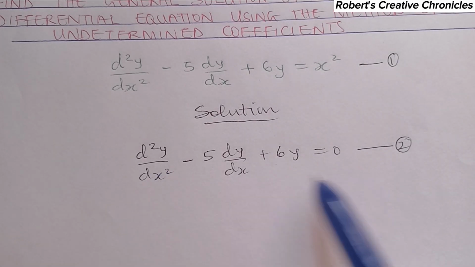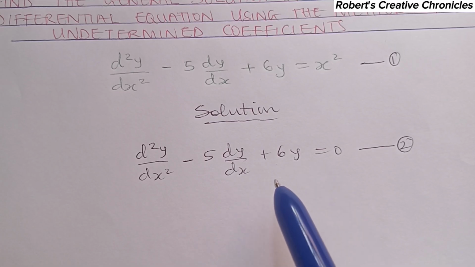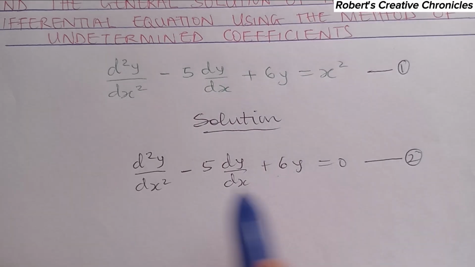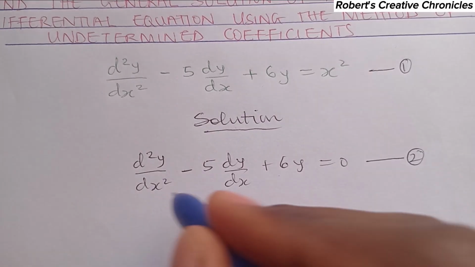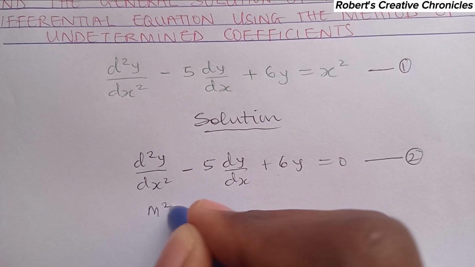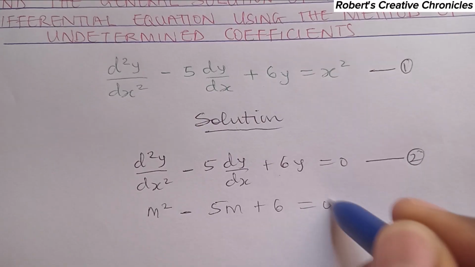So now this equation 2 we will solve. This equation 2 is now a second order linear differential equation. So now we will solve this equation 2 using the auxiliary equation. So this becomes m squared minus 5m plus 6 equals 0.